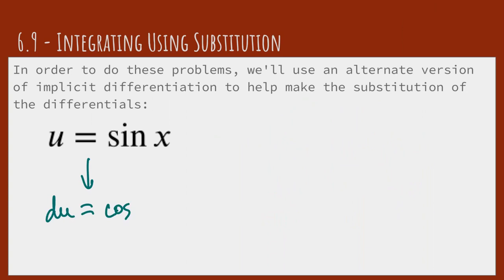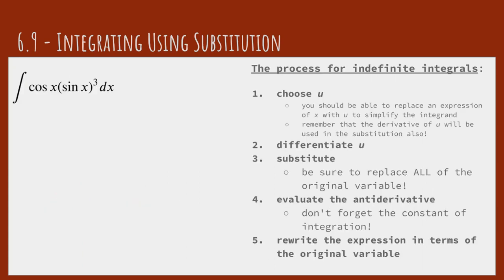We take the derivative of the right side and get cosine of x, but since that's with respect to x, we multiply by dx. So this is just a shortcut from the way we were taking derivatives before, and it's going to allow us to use substitution more easily.